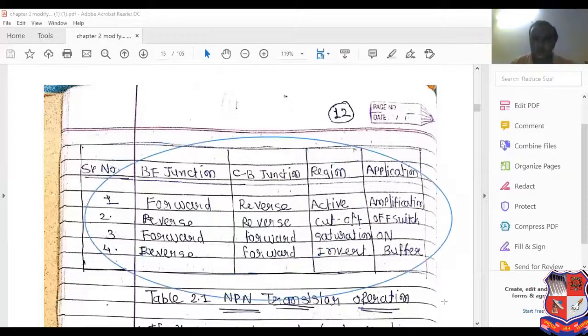For the purpose of amplification, in which region is the transistor required to operate? Active region. For the purpose of an off switch, in which region must the transistor operate? Cutoff. Why? Because in cutoff, both junctions are in reverse bias, and in reverse bias it can be considered an off switch. The base-emitter junction is reverse biased and the collector-base junction is also reverse biased, so it can be considered an open switch, or an off switch.